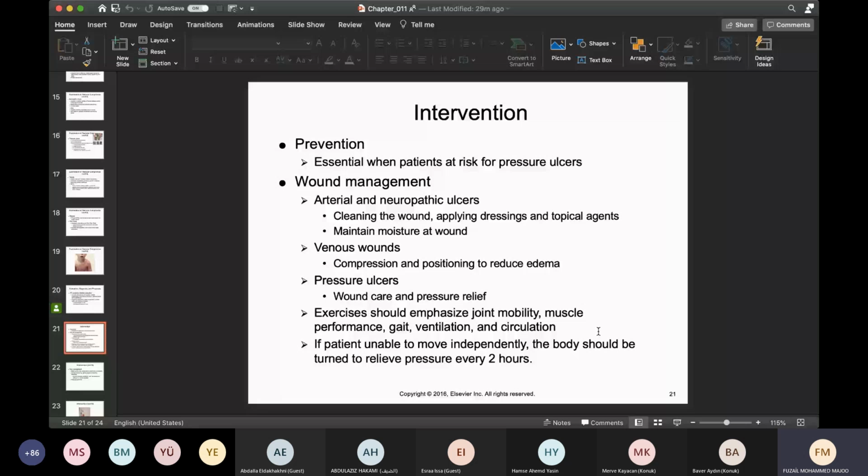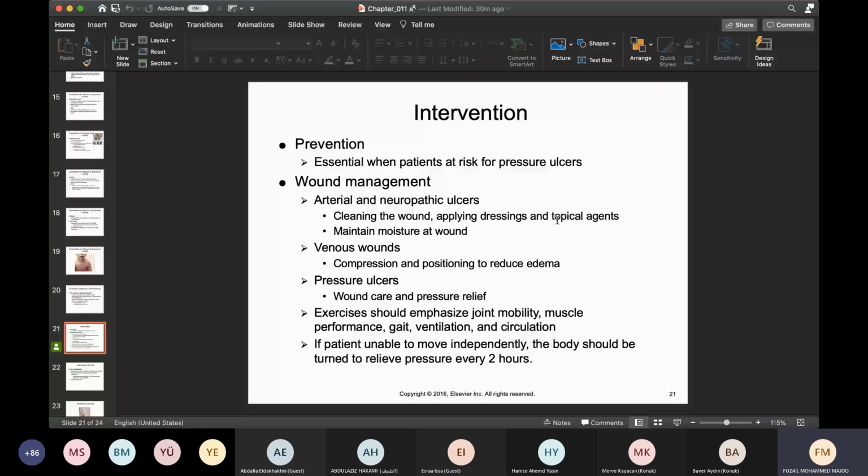So, what about for intervention? What could be done? Well, again, an ounce of prevention is worth a pound of cure, as they say. So prevention is essential especially when patients are at risk for pressure ulcers. What does that mean? Give an example of that. Well, think about it. You have a type 2 or type 1 diabetes mellitus patient, and they're bedridden or they're in a wheelchair. That's a red flag right there. So these individuals, you want to start preventing.